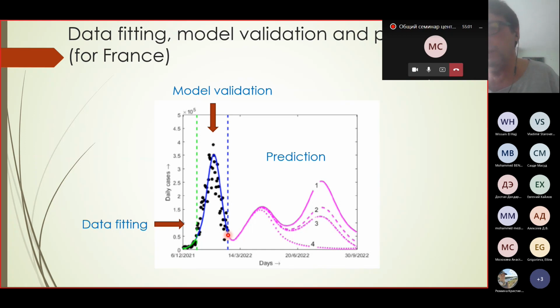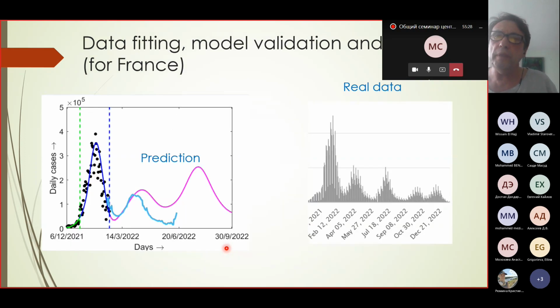This work was finished and submitted at this moment of time, probably in February 2022. So this magenta curve is a further prediction obtained with this model, and we did not have data at that time because it was exactly at this moment. Now we can compare. This slide was done in June, and this blue curve is the real data.